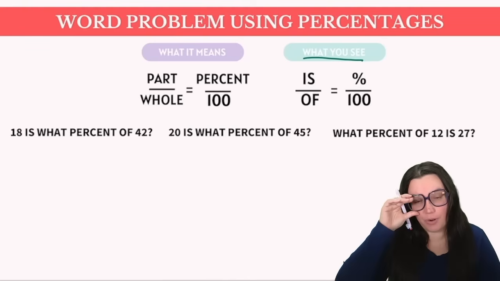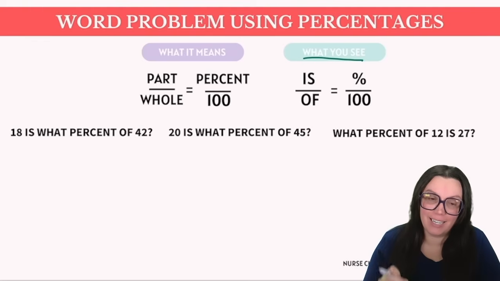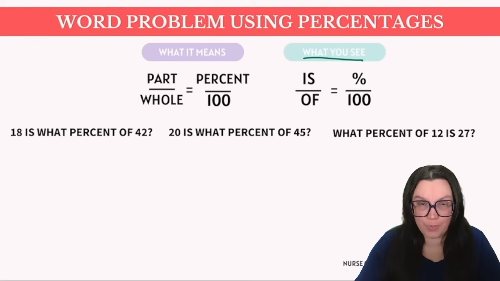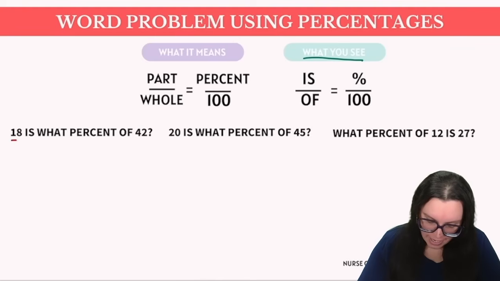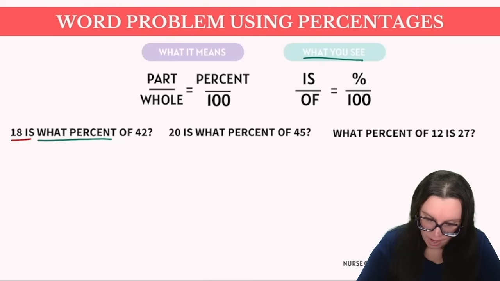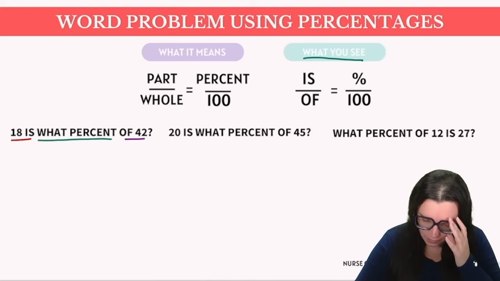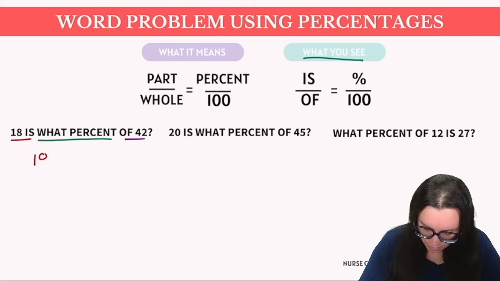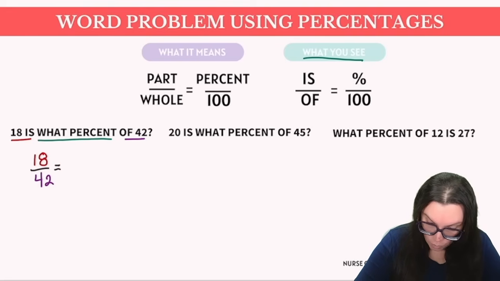Looking at our first practice question, we have 18 is what percent of 42? So we break this down. We have our is, that's 18. We're trying to figure out the percent because we have the words what percent, and we have our of, which is 42. So now we're just going to plug in our numbers. We have 18 over 42 is equal to what percent, right? So that's going to be our x over 100.